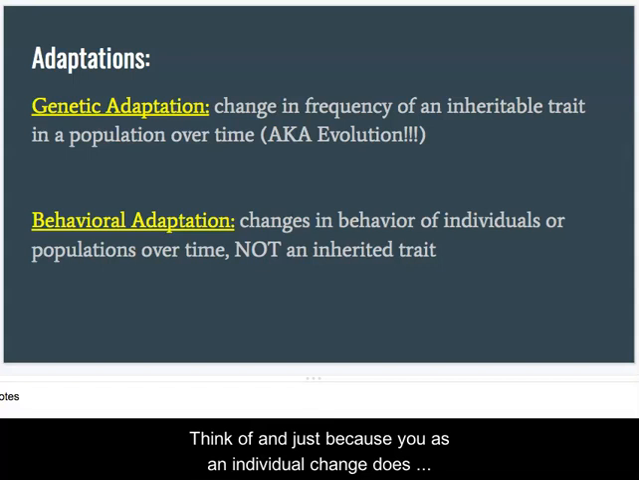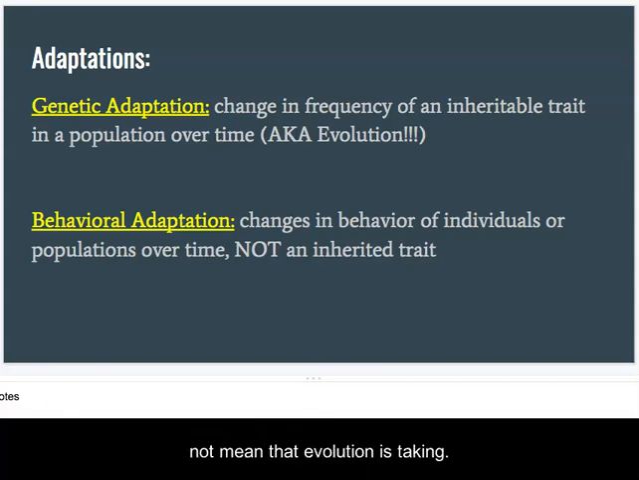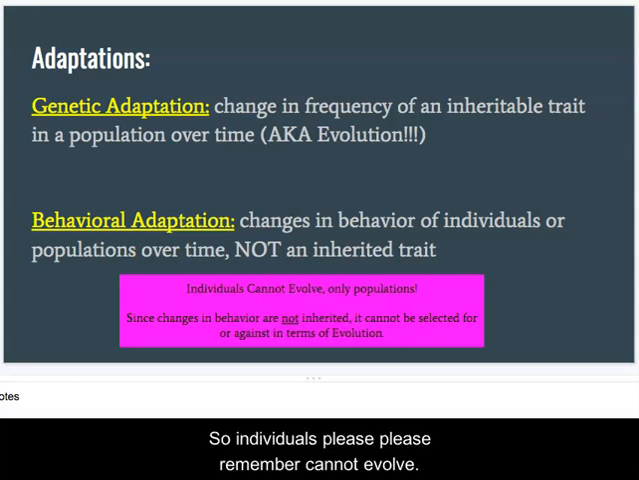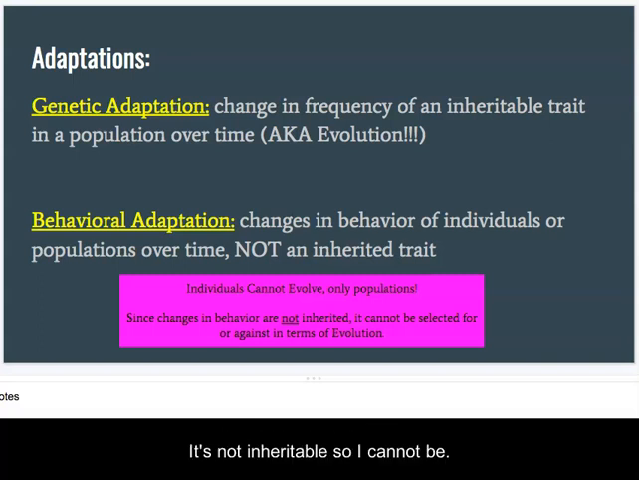And just because you as an individual change does not mean that evolution is taking place. So individuals, please remember, cannot evolve. Only populations. And behavioral changes are not inherited. It can't be something that is really selected for or against in terms of evolution. It's not inheritable, so it cannot be transferred to future generations in a genetic sense.